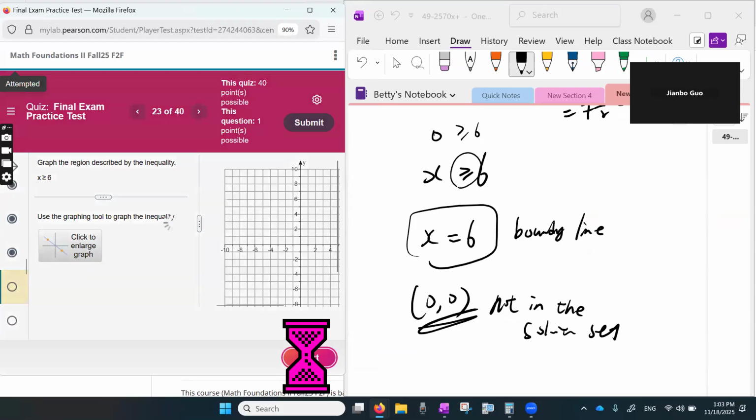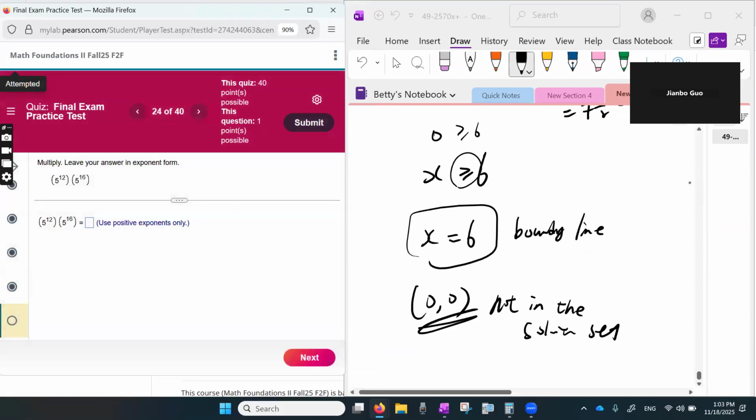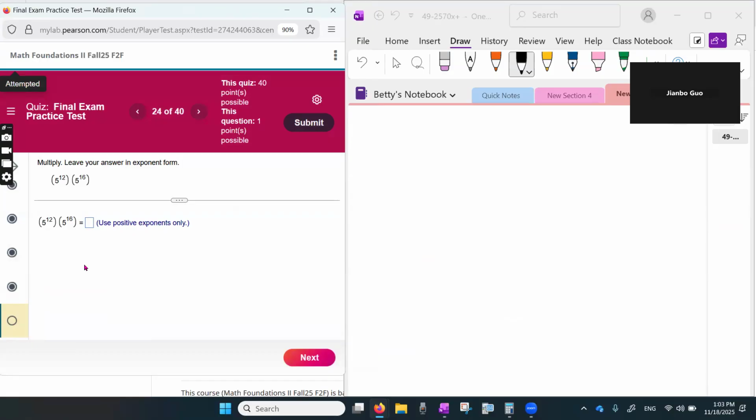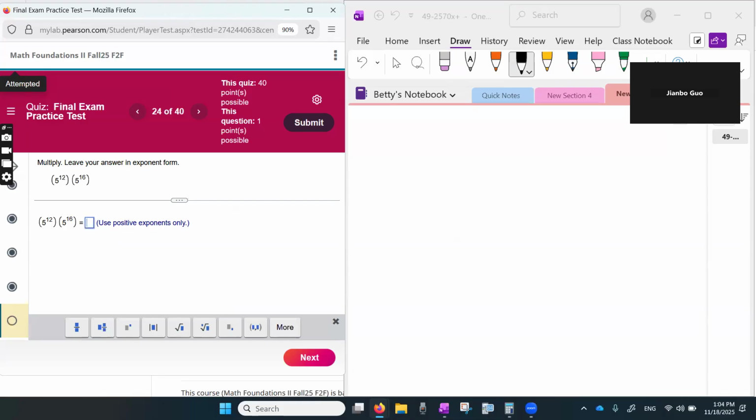Next, question number 24. This is from chapter 5. Very straightforward. Those two kangaroos standing next to each other. We're multiplying two exponential expressions with the same base. We keep the base 5 and raise the exponent. Yeah, raise the base to the exponent. 12 plus 16, which is 28. That's it. You do not need to evaluate. It says use the positive exponents only. So leave it as an exponential expression.